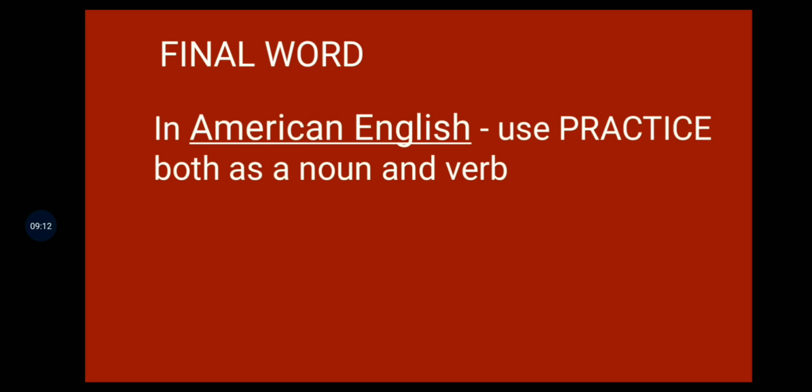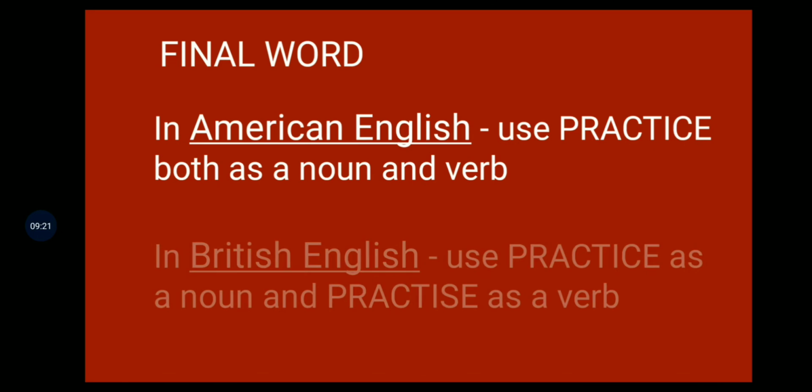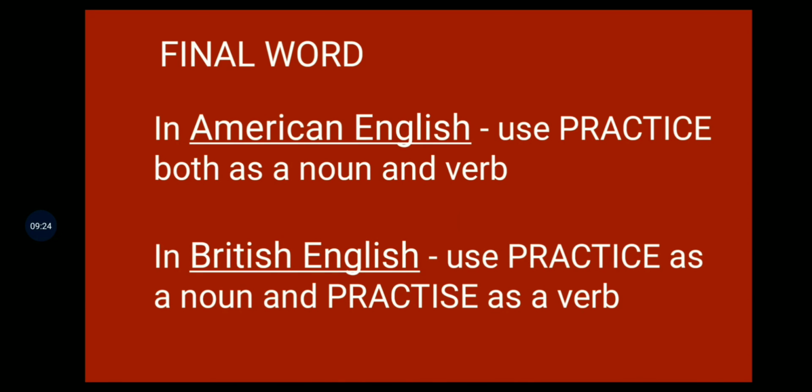Next, we have the final word, the closure of what we have learned in today's lesson. In short, when using American English, remember that you're safe to use practice with a C both as a noun as well as a verb. And when using British English, remember that you have to be careful because practice with a C is used as a noun and practice with an S is used as a verb. So these are the primary two rules or tips that you should always remember before using practice with a C and practice with an S.